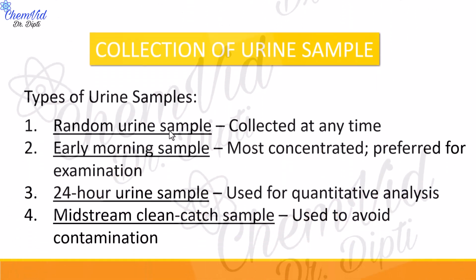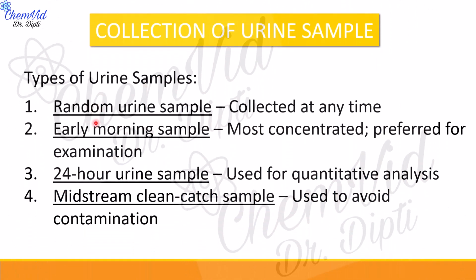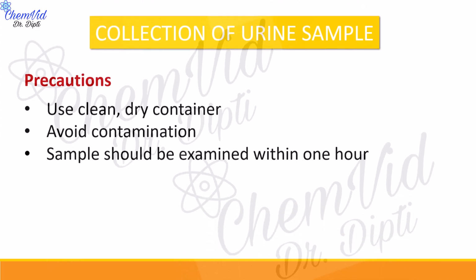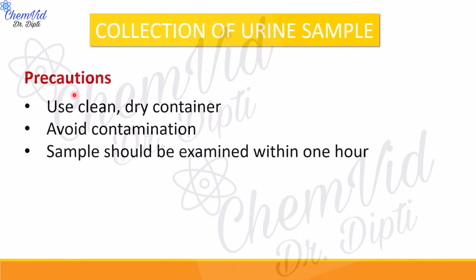Then coming on to the collection of urine sample, there are four types of urine samples to be collected. First is the random urine sample, then early morning sample, 24-hour urine sample, and midstream clean catch sample. Then in the next part, you can write the precautions while collecting the urine sample.